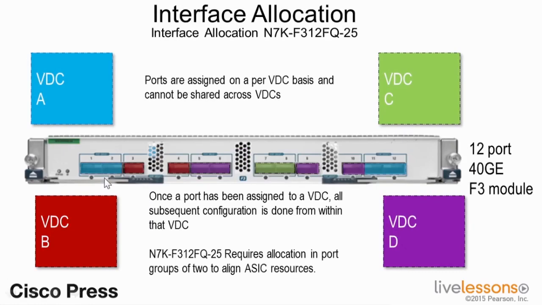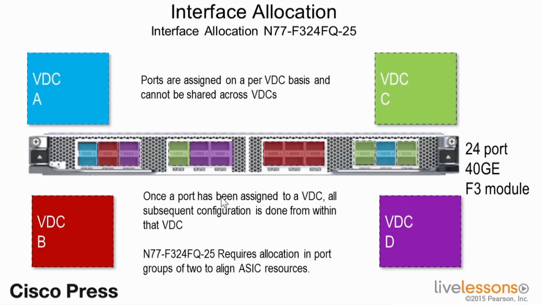On the 12 port 40 gig F3 card, I have 12 ports to work with, but the allocation is done in port groups of 2, meaning that ports 1 and 2 are allocated to VDC-A, ports 3 and 4 to VDC-B, etc. So I need to allocate the interfaces into a virtual device context in port groups of 2, and that is for the 12 port 40 gig F3 module.